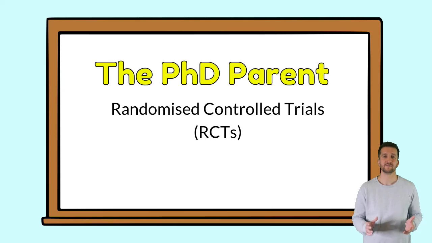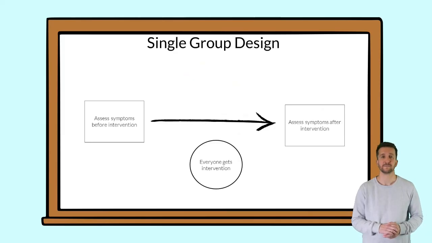So, suppose you have developed a new intervention for the common cold, some fancy new pill, and you want to determine whether it's effective in treating this illness. To do so, let's say you start with a single group design. In this design, you recruit a bunch of people diagnosed with the common cold, you assess their symptoms, and then ask them to take your new pill for 7 days. At the end of these 7 days, you assess their symptoms again.